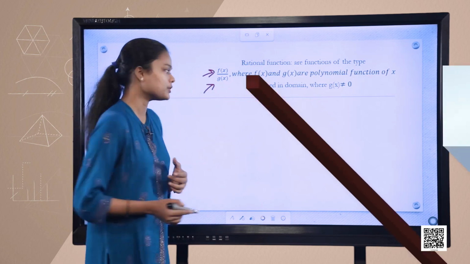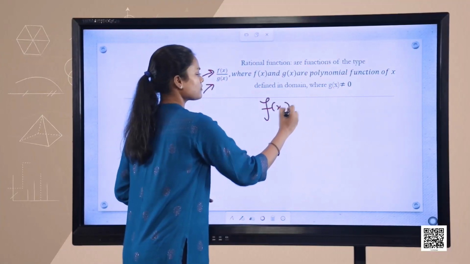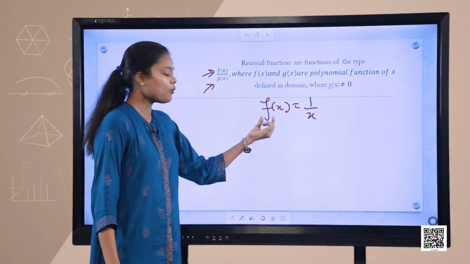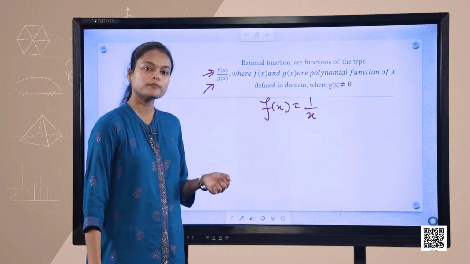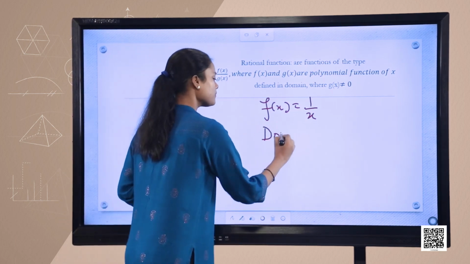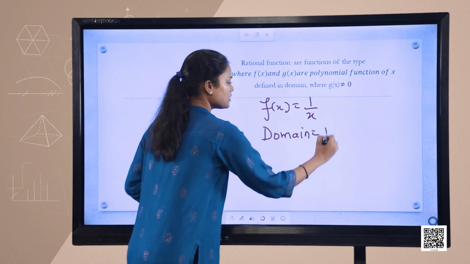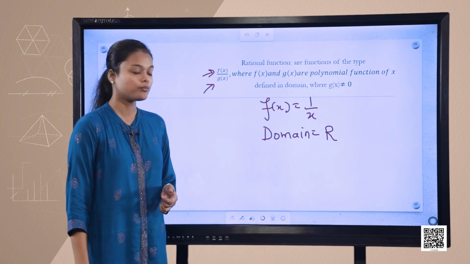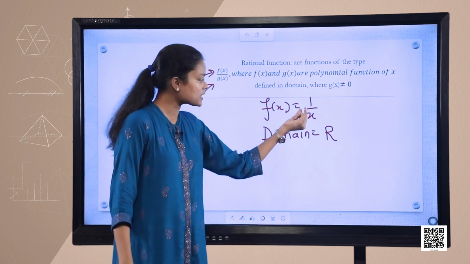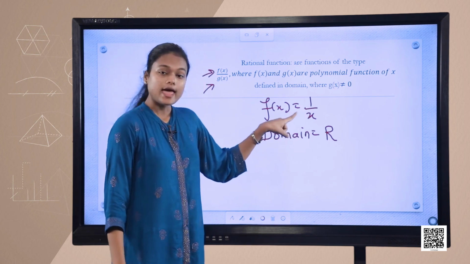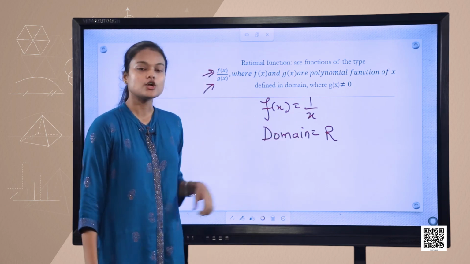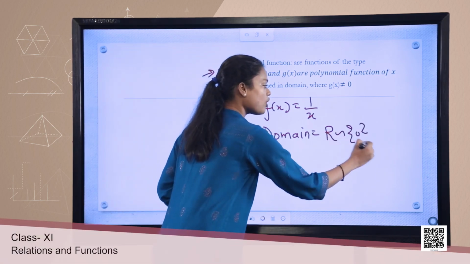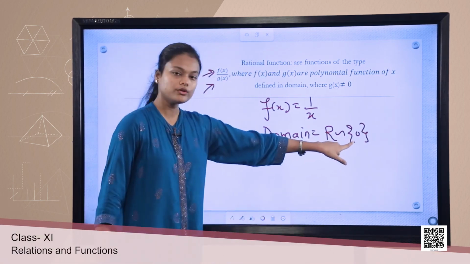Let us take one example, 1 by x. What will be the domain of this function? Will it be the set of all real numbers? No, it will not be. Why? As we can see, at x equals 0, this function is not defined. So, the domain will be the set of all real numbers without 0.